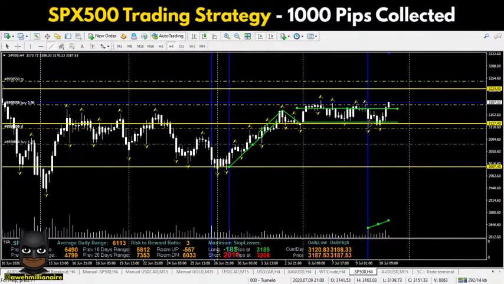confirmation of entry, which is you want to see the buying pressure start to unfold. You want to see the buyers start to step into the market. And not only do you want to see the buyers step into the market, you want to see the buyers step into the market with the confirmation of volume, which is exactly what happened.